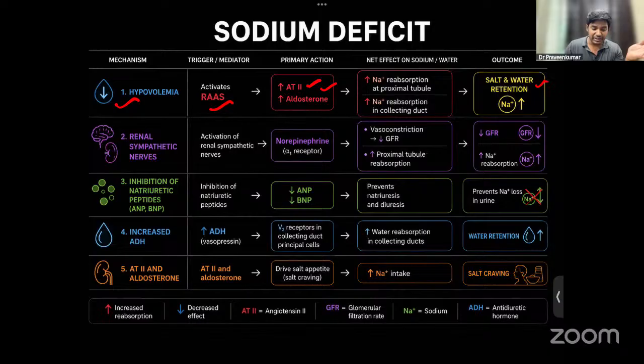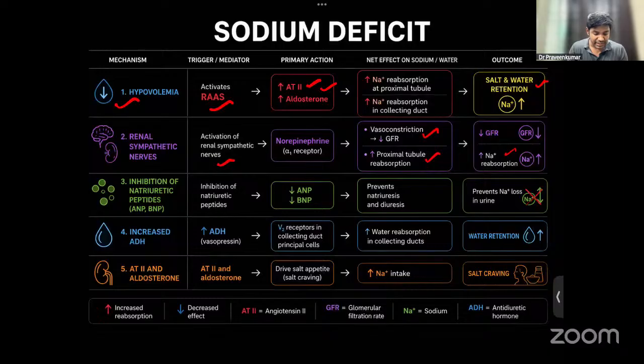Second one, renal sympathetic nerves. Whenever there is activation of renal sympathetic nerves, there will be renal vasoconstriction. Again, this is more of a DM level thing, but just know that whenever there is renal sympathetic nerve activation, there is increased proximal tubular absorption, which also increases your sodium level. So basically, renal sympathetic activation conserves salt. That's all. For this level, we'll just restrict to that because there is much more to it. So renal sympathetic activation also conserves salt.